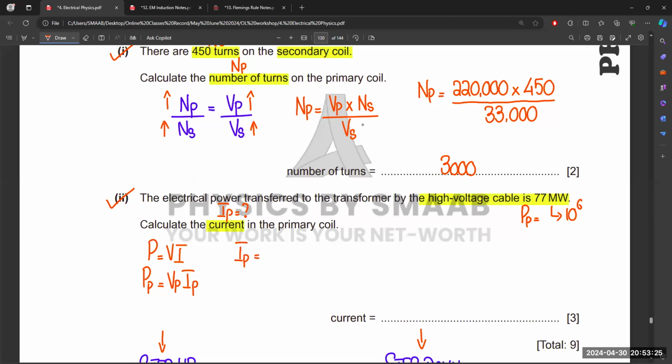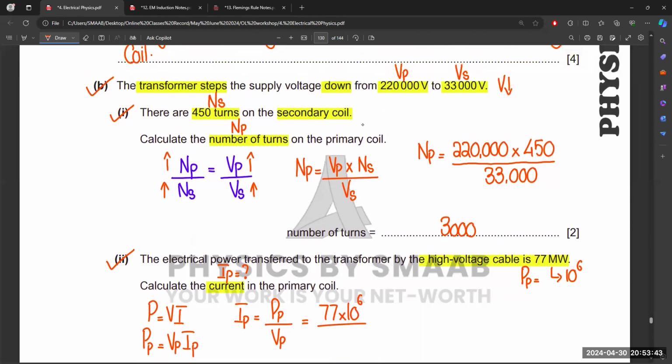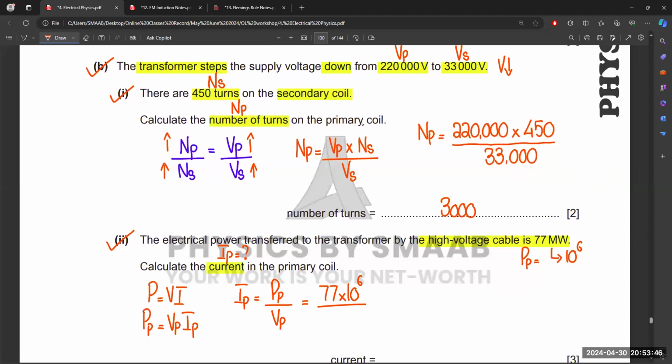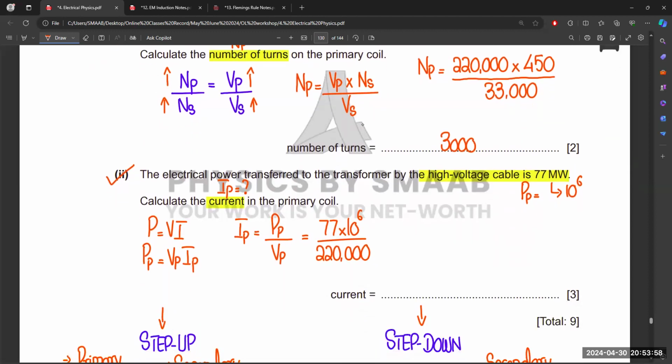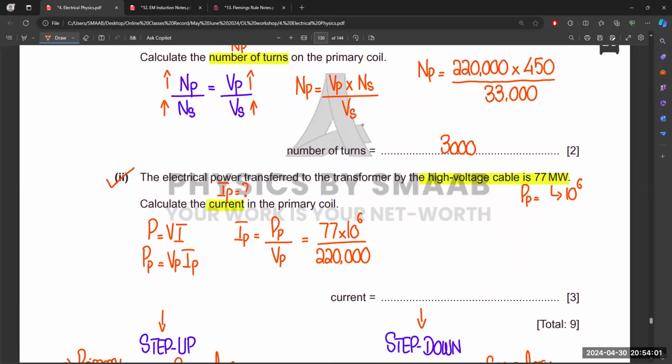So the current in the primary coil is equal to, this is the simple formula of the power we use in electricity. So power is 77, mega means 10 to the power 6, divided by the voltage in the primary. The voltage in the primary is 220,000. This is the value of the voltage. So now you can just simply divide them to find out your answer.